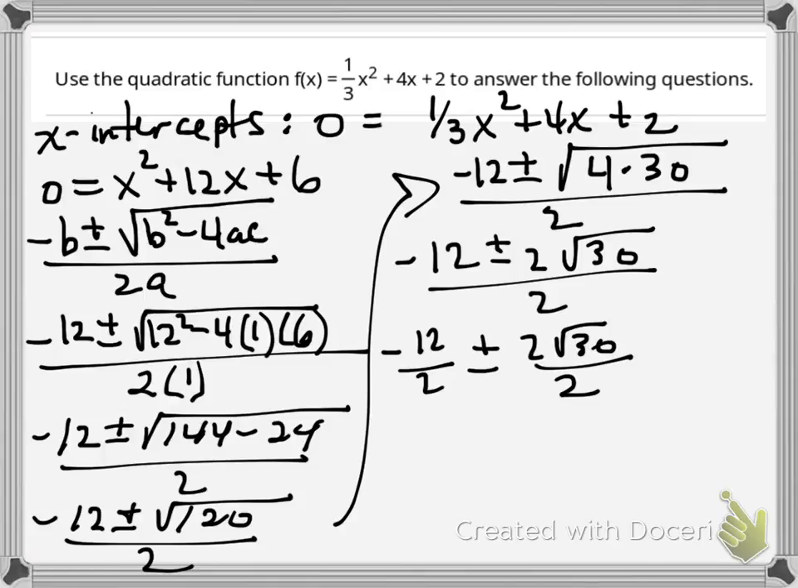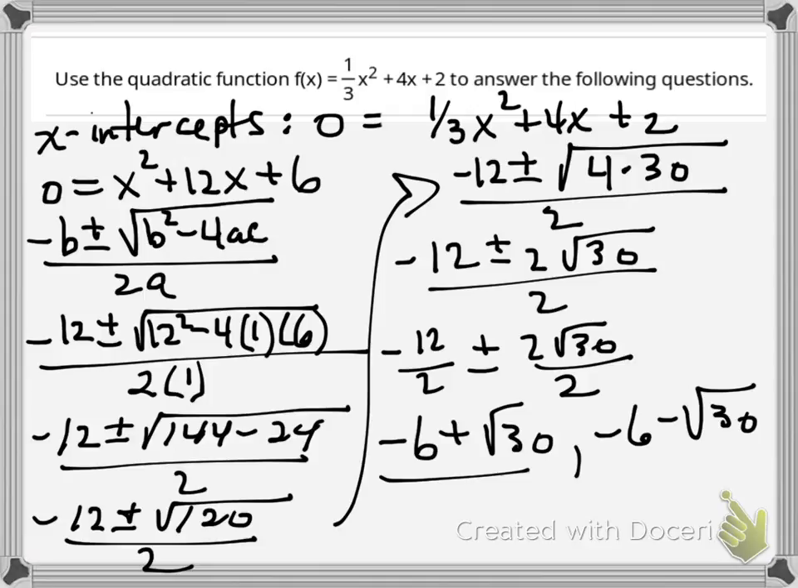I'm just splitting it up from one fraction into two separate fractions. And when you simplify this, negative 12 divided by 2 is negative 6, plus, the 2's in that second fraction are going to simplify, so all you're going to have left is the square root of 30. That's one of the x-intercepts. And then the other x-intercept is going to be negative 6 minus the square root of 30. Those are the two x-intercepts.